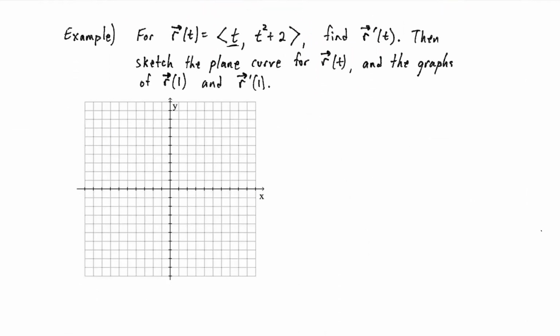So let's go ahead and take a look at how the derivative plays a part in the graph. So for this, we're going to first sketch the curve for this vector valued function r, which is t comma t squared plus 2. So let's do that real quick. So the left component, x, is just t, and the right component is y, so y is t squared plus 2. But if x is t, then that just gives us y equals x squared plus 2. So that's just a parabola shifted up 2.